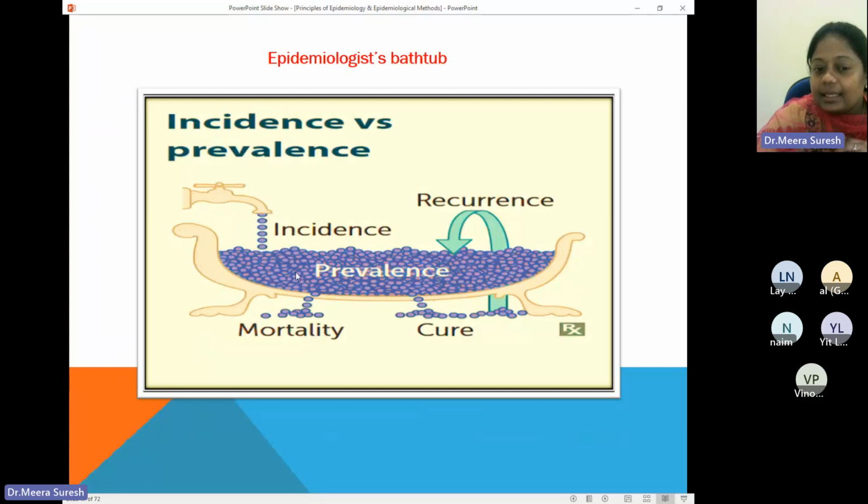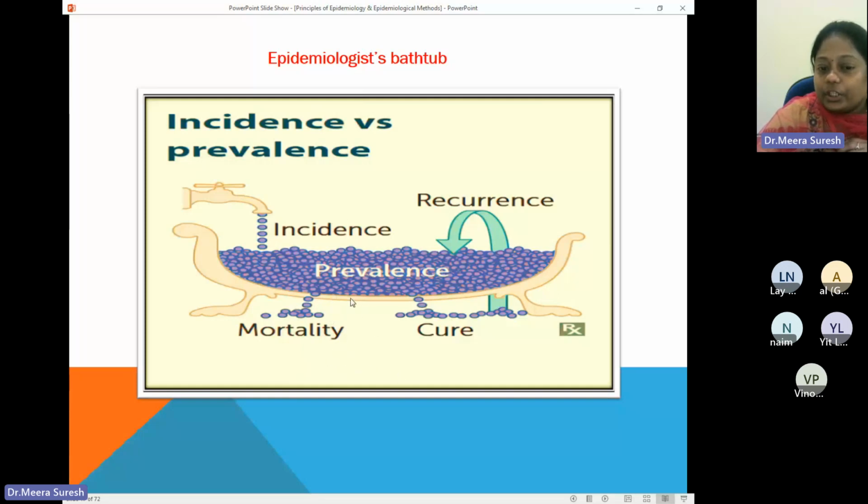that is the incidence. And from this prevalence, there can be two ways of reducing the prevalence. Either there should be an increased mortality, or there should be an increased cure rate. In that manner, the prevalence can be reduced. And out of these cured people, some may go for a recurrence also, if that disease has a recurrent phase. So this is called the epidemiologist's bathtub, which indicates the relation of incidence and prevalence.